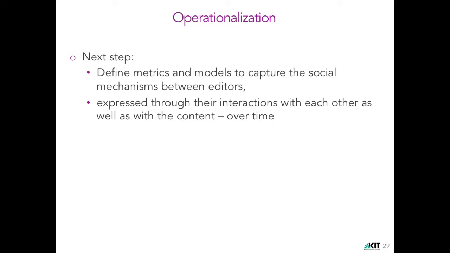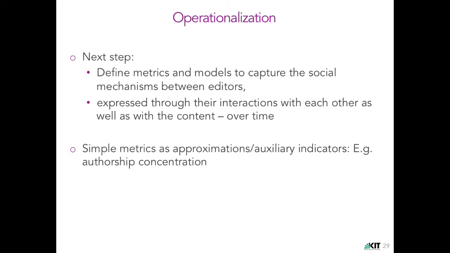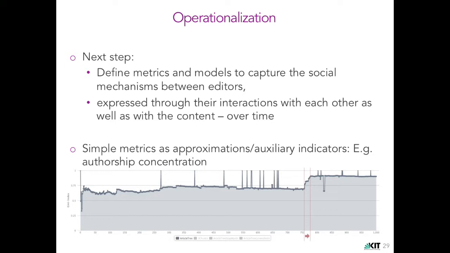Where I also already talked to him, Aaron Scheck here. So we already played with simple metrics as approximations. For example, we can do authorship concentration now, which means we have a Gini index from 0 to 1, where 0 is all the editors wrote the same amount of the article, and 1 is one editor wrote everything in the article, all the words. And for example, we have a little tool that graphically shows this over time, over the revisions.